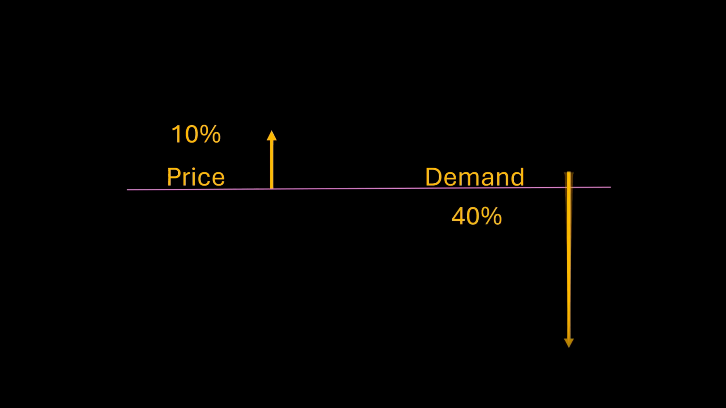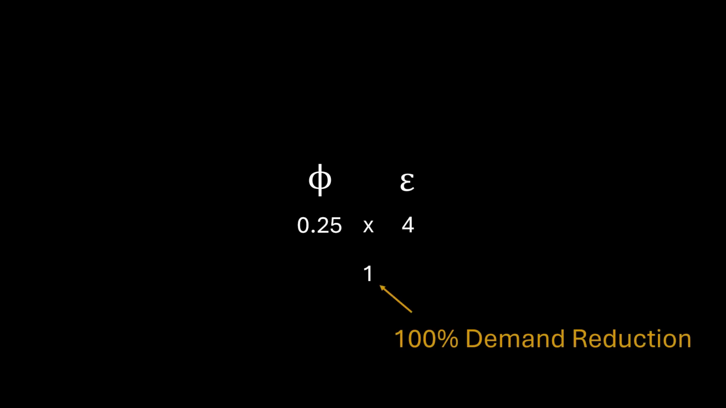And then when we consider phi, its value is 0.25. This shows that the Trump administration has made an assumption that only 25% of the tariff cost will be passed on to the American consumers. Whether this transpires or not remains to be seen, but what is important to note is that when you multiply 25% with 4, you get 100% demand reduction. And this is very critical.